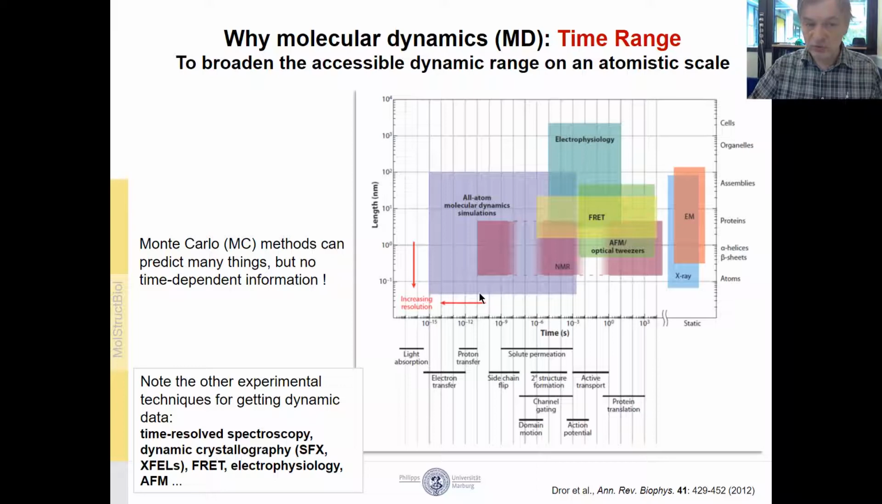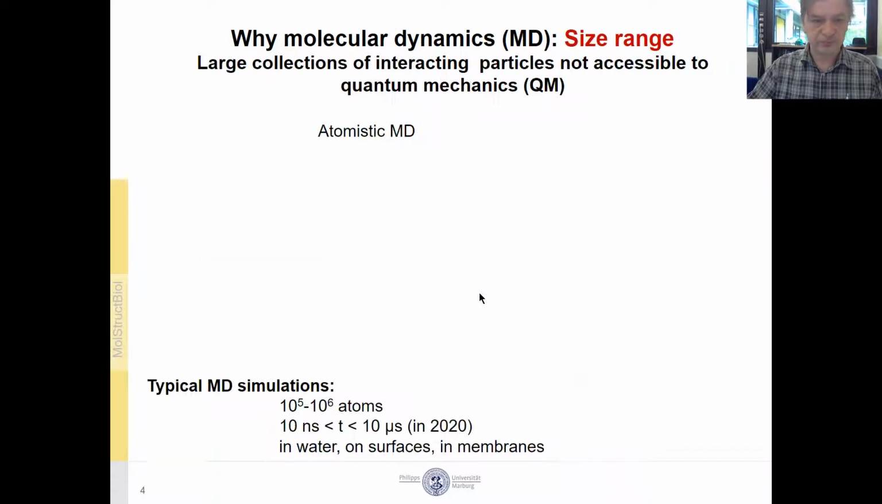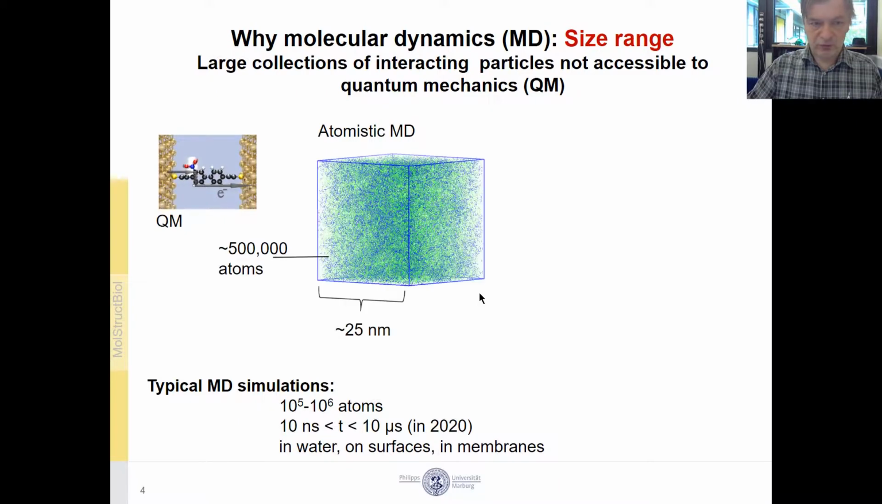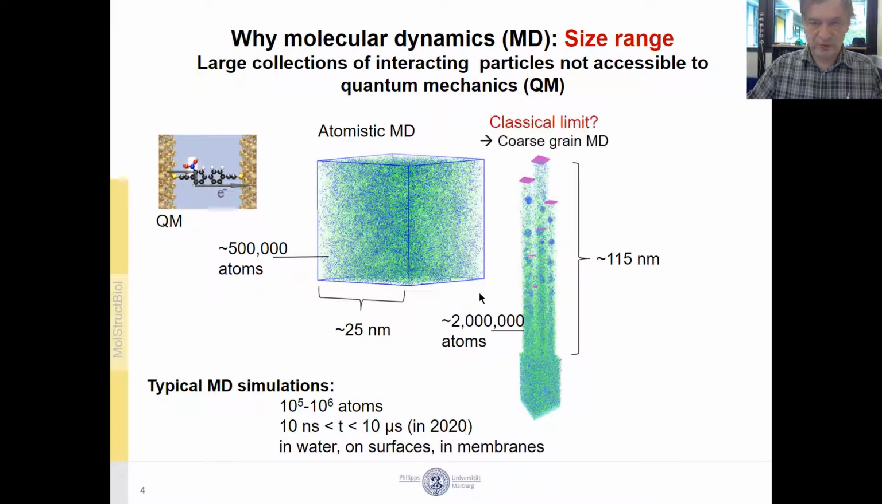Monte Carlo is good, but of course there's no time-dependent information, and that's the reason why we are mostly interested in molecular dynamics, because we also get time-dependent behavior, and we also get something about non-equilibrium processes, which can be very useful. So unfortunately, I have this click-down stuff here.